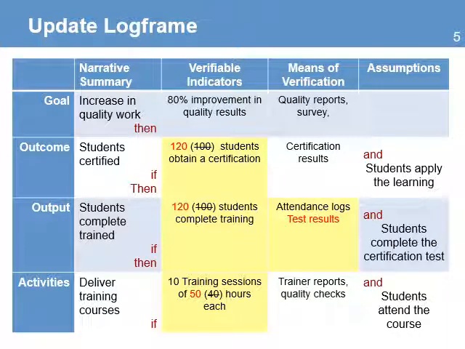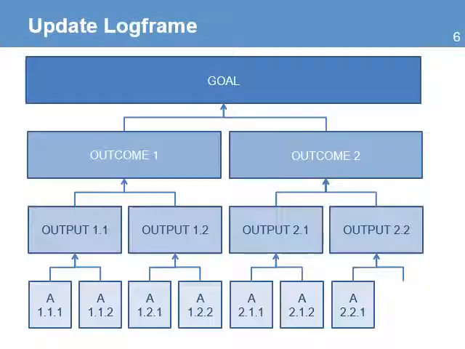When updating the log frame, make sure the changes in the matrix are consistent and coherent with the if-then logic. That means that after you complete the updates, review the horizontal logic of the log frame to ensure it is correct. After making the changes, you can add a paragraph in the log frame to explain what has been updated and what is new.